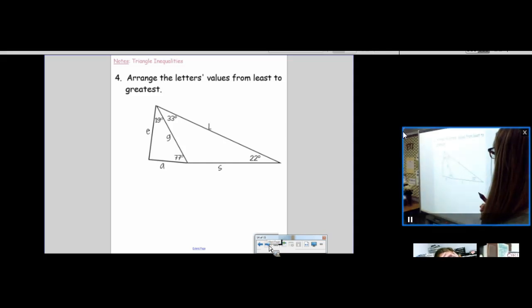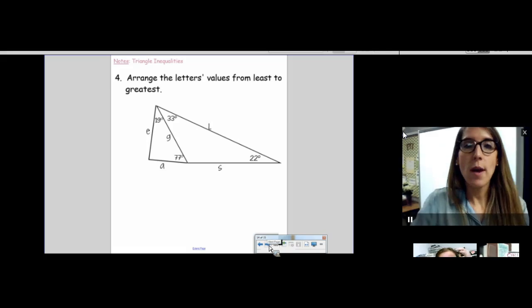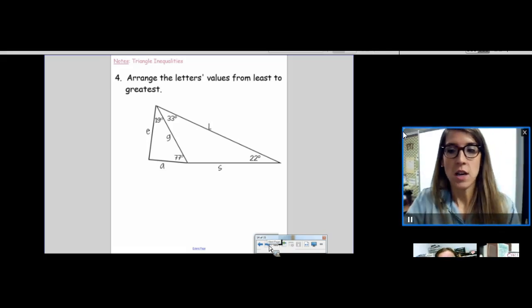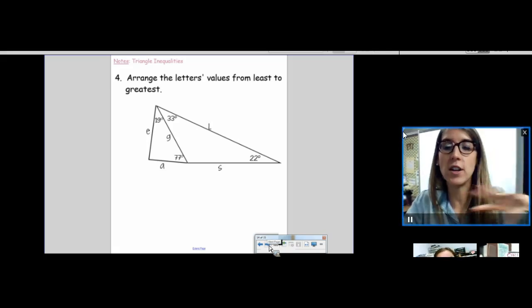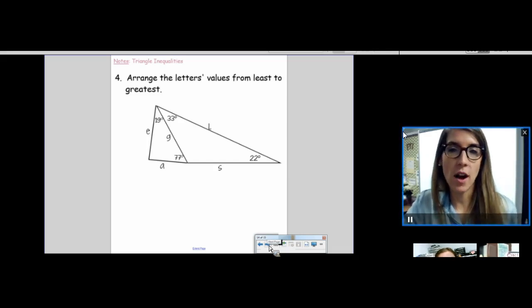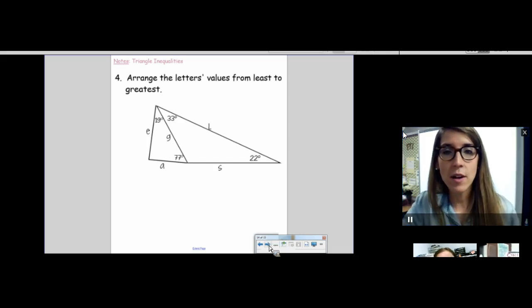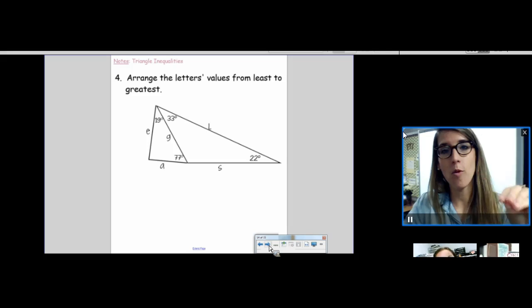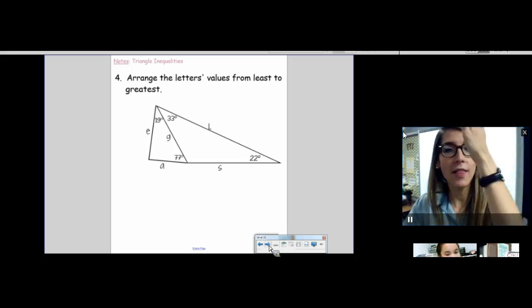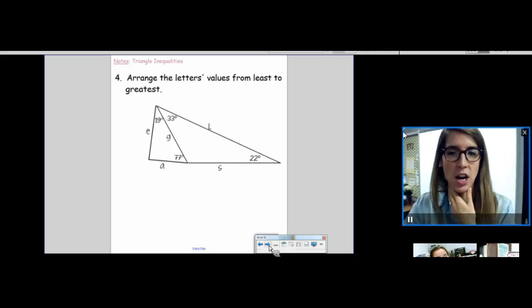Last problem. Arrange the letters' values from least to greatest. Now, when you have two triangles involved, the whole figure is not a triangle, right? No, it doesn't form a triangle. So you need to look at one triangle at a time, and you can order the letters in one triangle. Never compare a letter from one triangle to a letter from another unless that side is being shared between both. Like G. I can compare G in both because both triangles have that side.